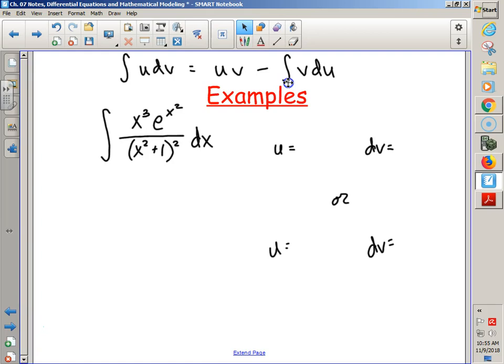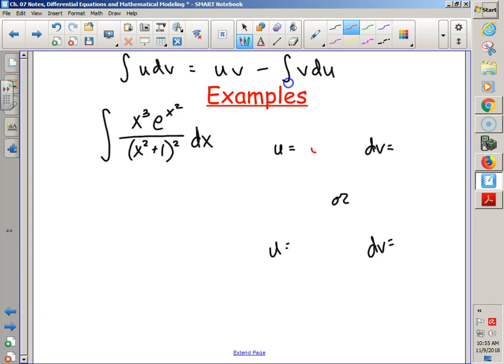So in the rule, we say either choose u to make it simpler when derived, or choose dv to include as much as possible that can be integrated, or a combination of the two. So what's one way that we could think of this?